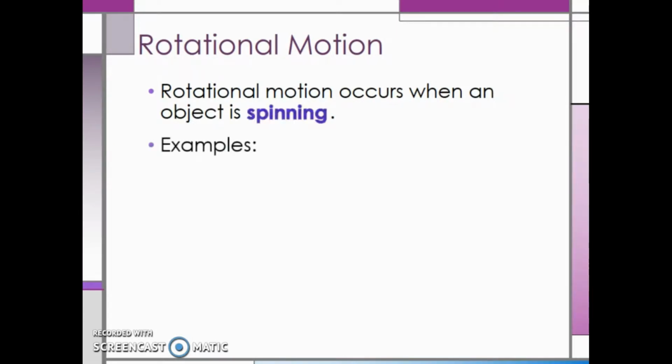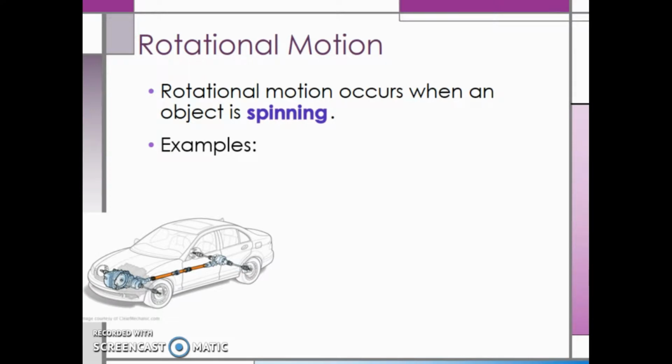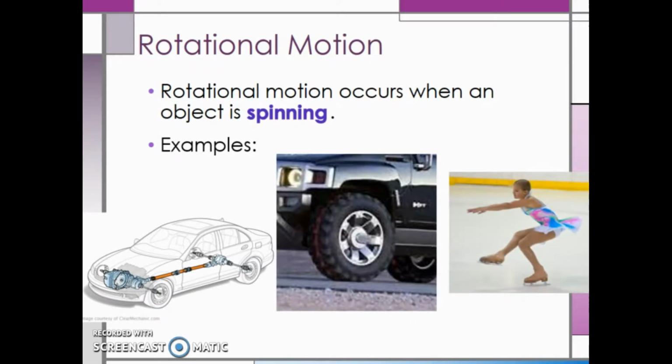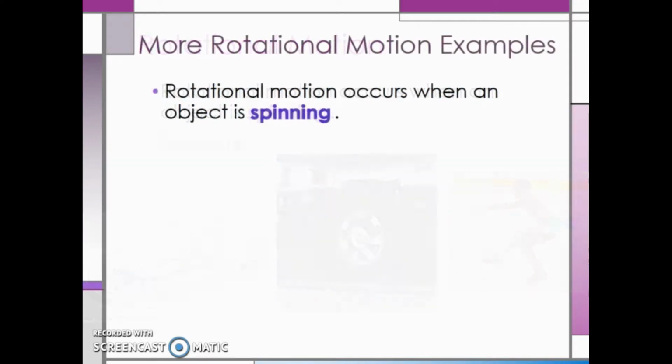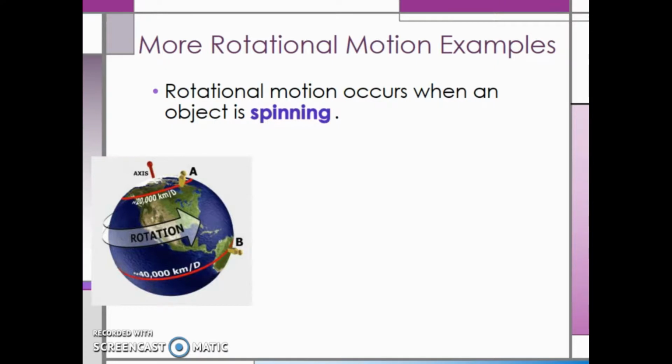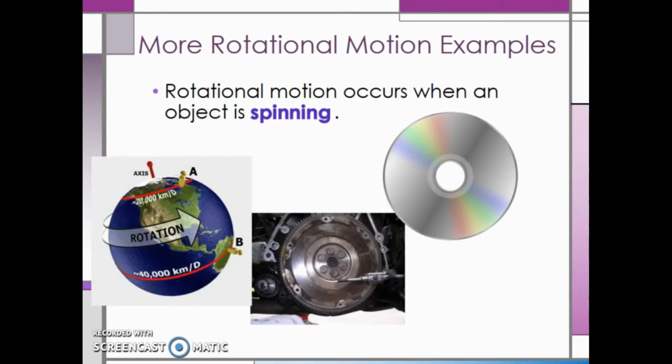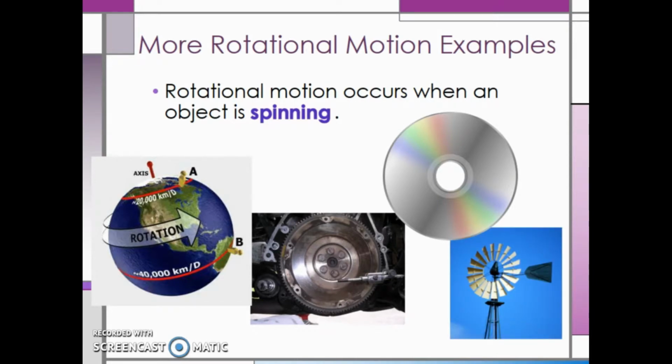Some examples of rotational motion might be the drivetrain in your car, the tire on a vehicle turning, or even a figure skater spinning on the ice. Some other examples of rotational motion would be the rotation of the Earth, a DVD spinning as it is being played, the flywheel on an engine, or even a windmill rotating.